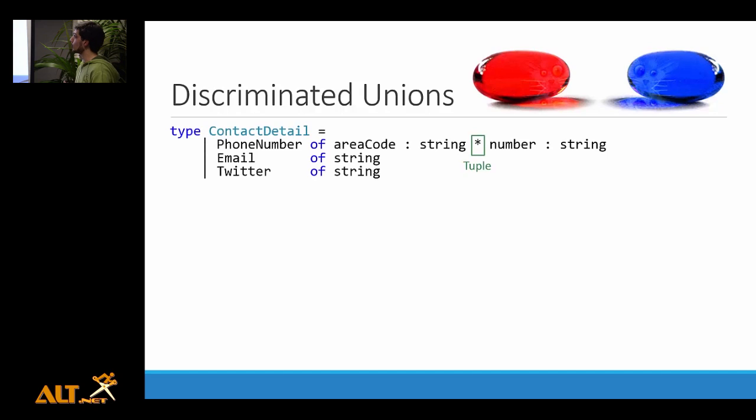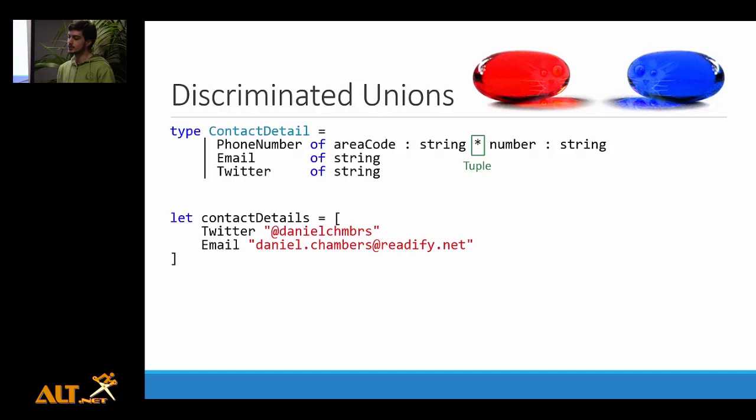So for example, we could model a choice between different contact details. So here we've basically defined our contact detail discriminated union, and we've listed the 3 cases here. We've got phone number, email address, and Twitter. And for each of those, we can bring along a bit of data with them. So for phone number, we've brought along the area code and the phone number string. And for email, we've brought along just the email string. And for Twitter, we've just brought along the Twitter handle string.